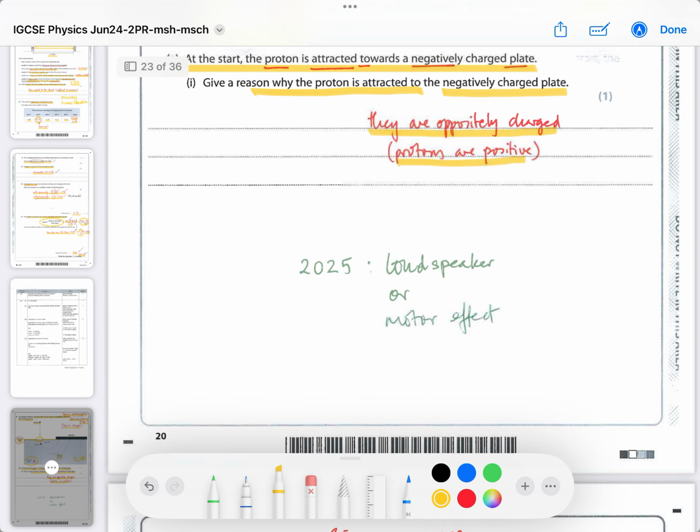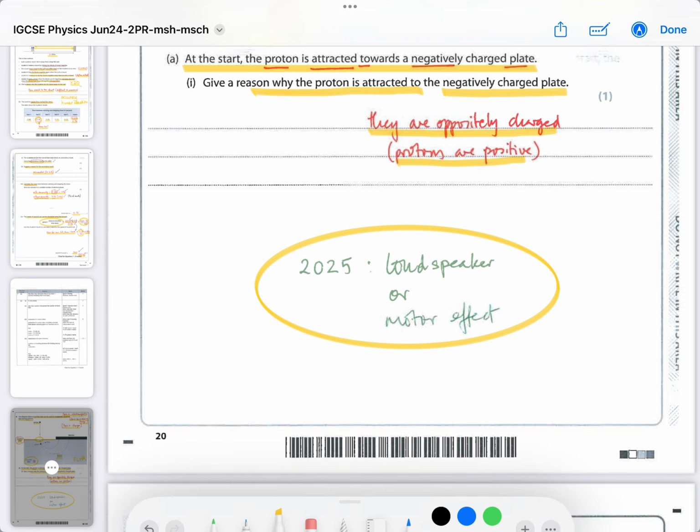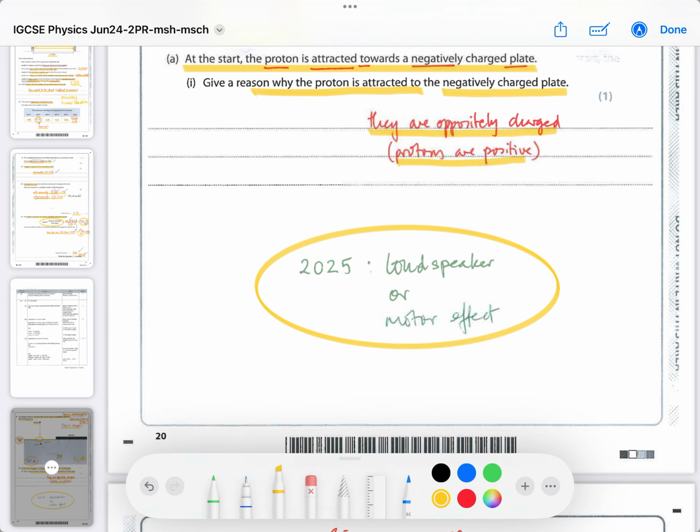But, in 2025, I put a note here, they could also use the motor effect, because basically causing a proton to change direction is Fleming's left-hand rule, if you know the direction of the current. But you can also get the motor effect. So this is about, motor means movement. You can get movement in a loudspeaker or a motor itself. So the motor effect is Fleming's left-hand rule. So in 2025, they could ask you about the loudspeaker or the motor effect.